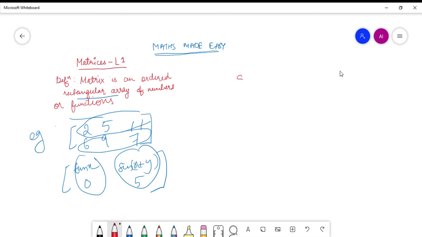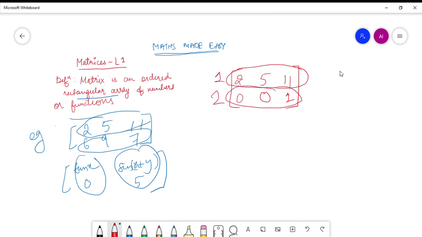So let me write a matrix 2, 5, 11, 0, 0, 1. Okay, so the horizontal line of elements is nothing but a row of a matrix. So we have row 1 and we have row 2.